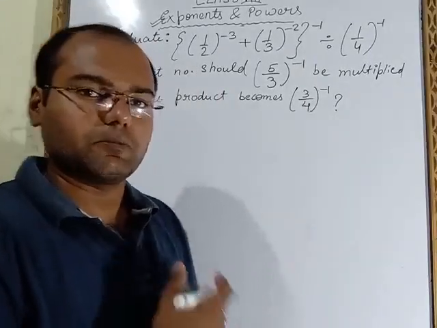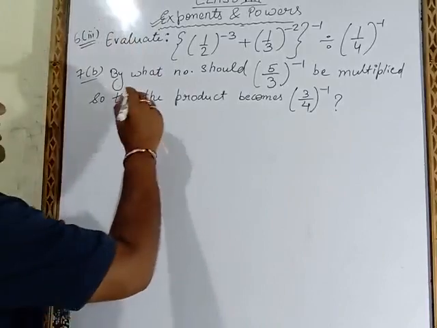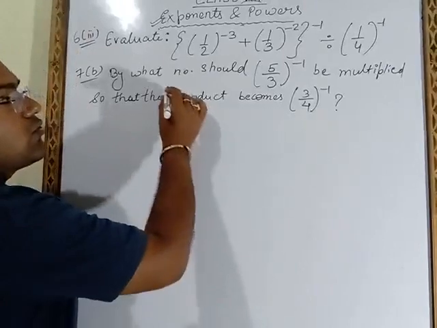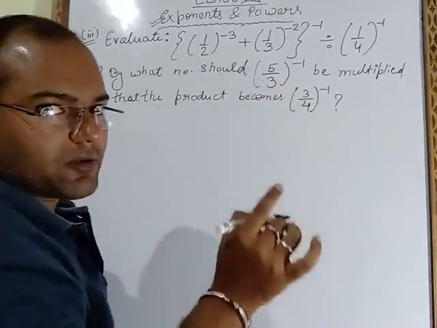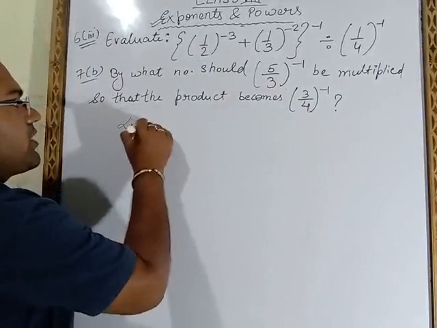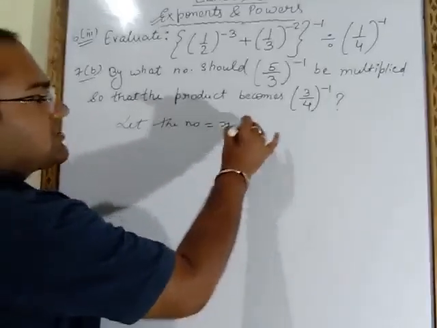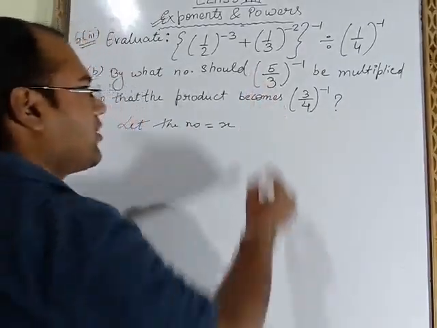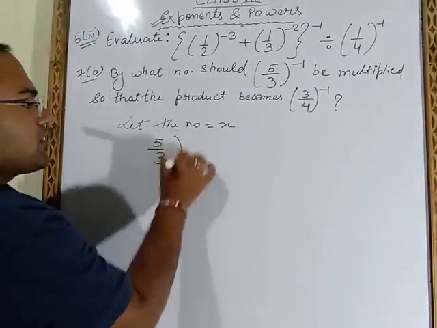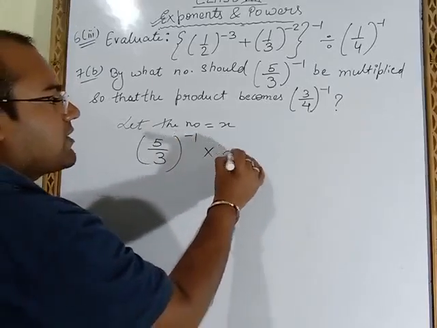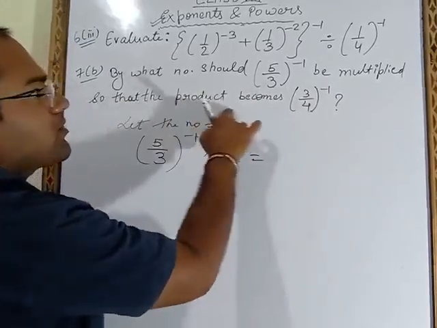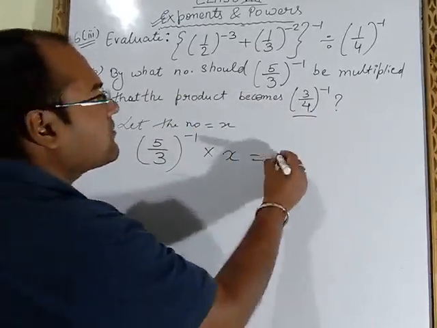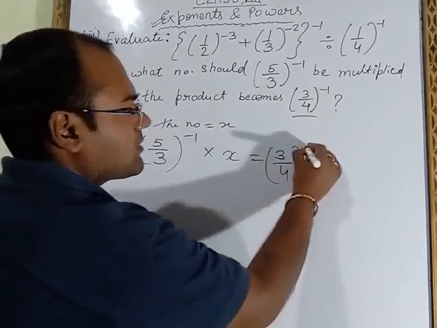Now see next question. Question number 7. Question is by what number should this be multiplied? We have to multiply this with one number. We don't know that number. So first step what you have to do, let the number be, we will assume that the number which we have to multiply with this one is x. Now this number 5 upon 3 power minus 1 we have to multiply with x so that the product becomes this much. So that the answer of these two multiplication will be 3 upon 4 power minus 1.